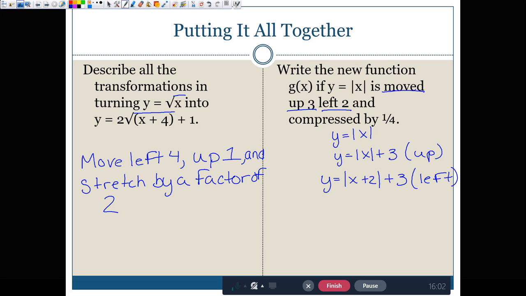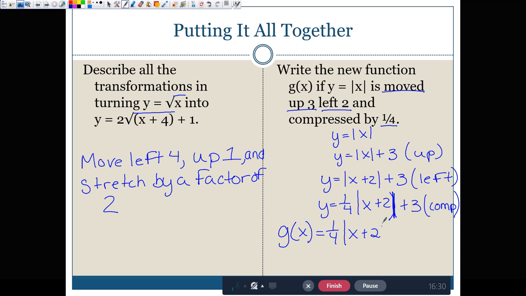Okay. And now I'm going to be compressing by 1/4. So that's going to go on the outside of my group, on the front of my function. So that's going to be y equals 1/4 absolute value of x plus 2, plus 3 on the outside, and that's going to be my compression. And so my final equation, g of x, is going to equal 1/4 the absolute value of x plus 2, plus 3 on the outside.